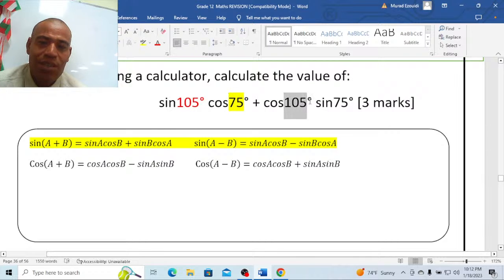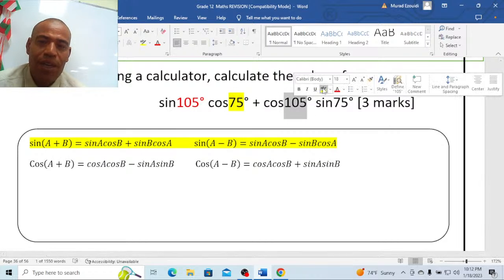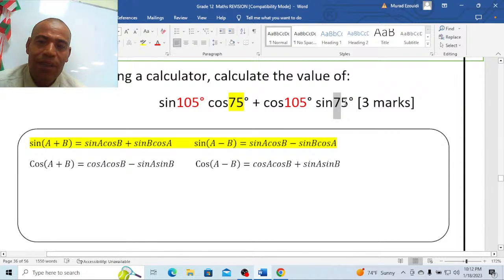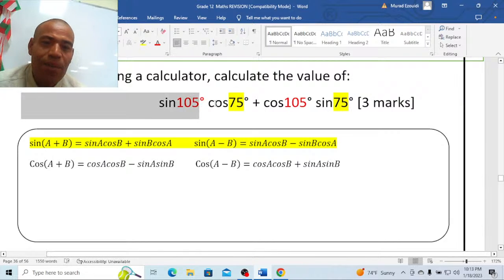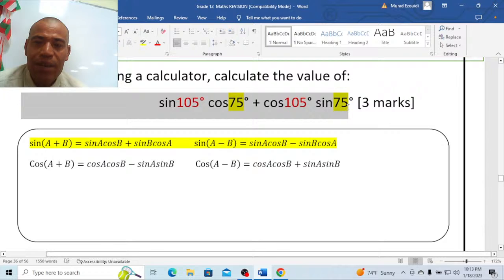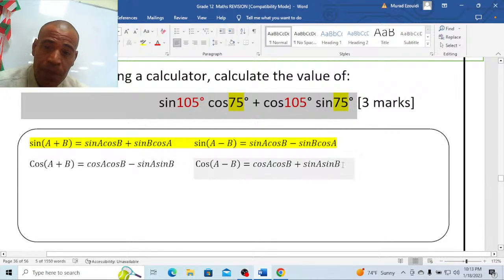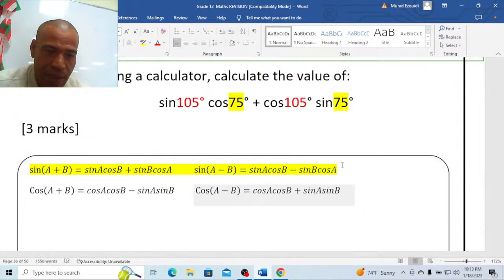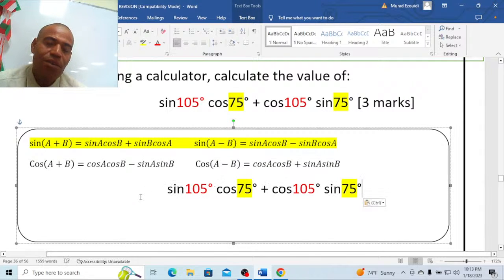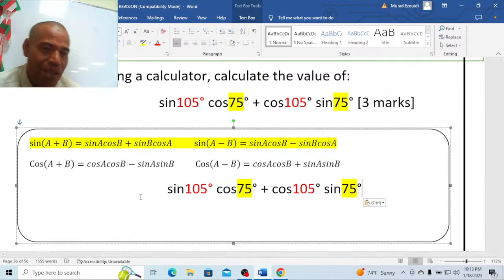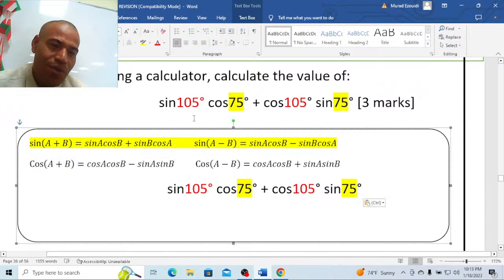I will appear with the red to show that this is my angle A and this is my angle B. Therefore, learners, I'm going to paste this and calculate it. How it comes here: this is my original function. Now at least I know which one I use. I will use the first one.